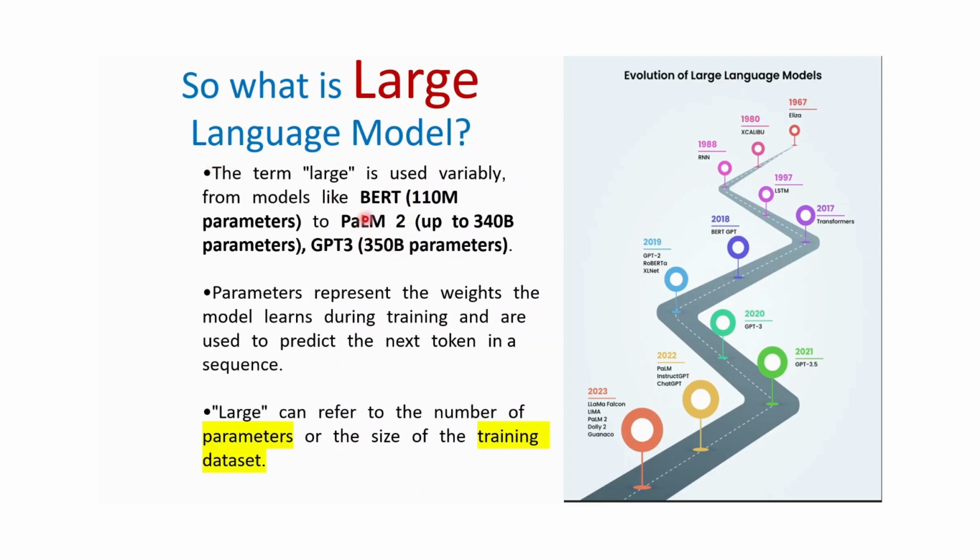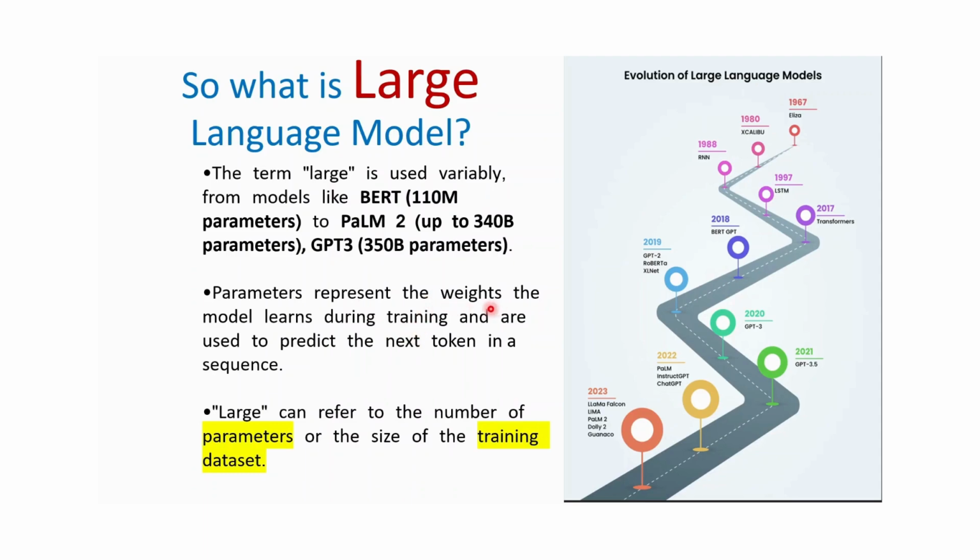Okay, so now we get an idea. What makes these language models very large? The term large means the parameters with which these models are built. GPT-3 is 350 billion parameters, and BERT is 110 million parameters. What are these parameters? They represent the weights the model learns during training.